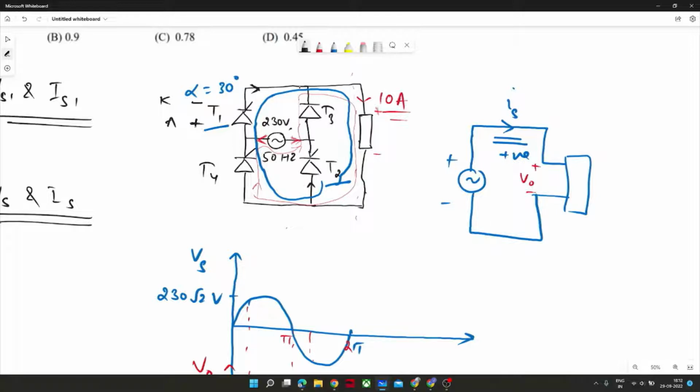Are you able to follow this? Let me draw once again. Let me rub this. Yeah, I am repeating again. Let me erase the earlier part so that I will be able to show the current direction again.